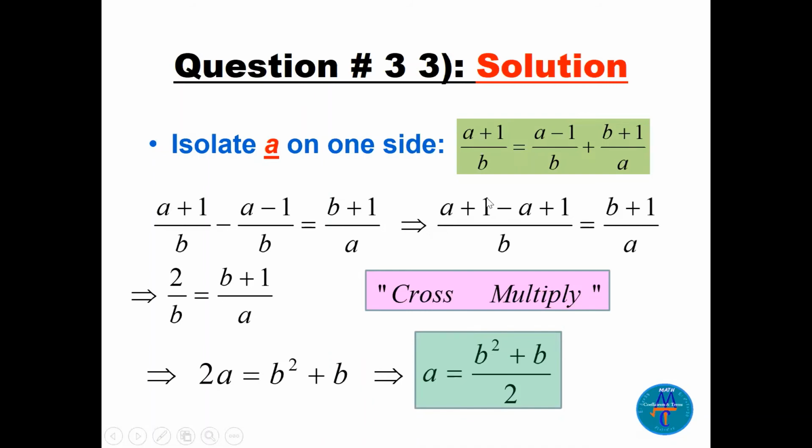Okay, now I take these two terms here, they have B in the denominator because I can subtract them easily. So I change this, minus A, minus 1 plus 1. See, from these two terms, I can make one fraction. So we cancel the A, I get 2 over B, and then I leave the other one, B plus 1 over A. Now I can cross multiply. Remember, to cross multiply, you should have one fraction equals one fraction. So 2A is equal to B squared plus B. Just divide by 2, you get the answer.